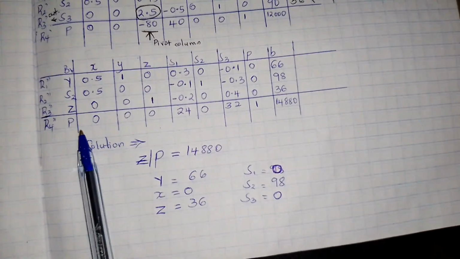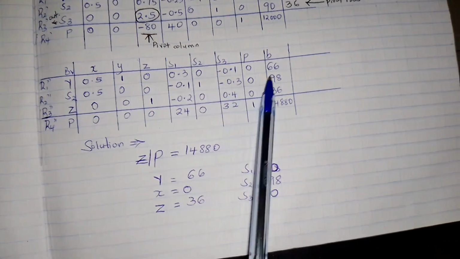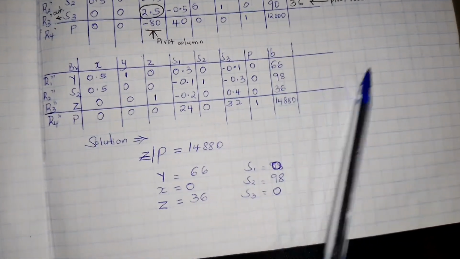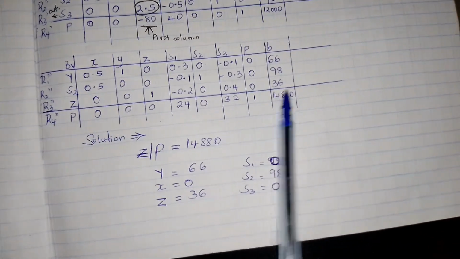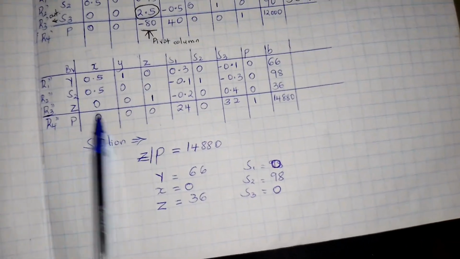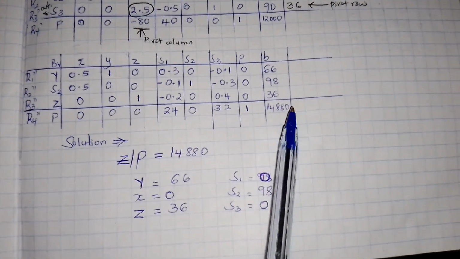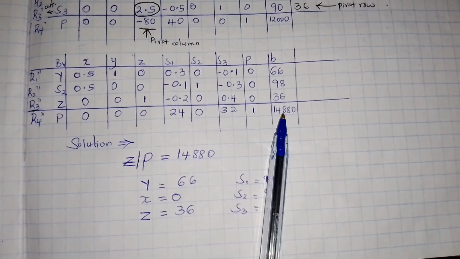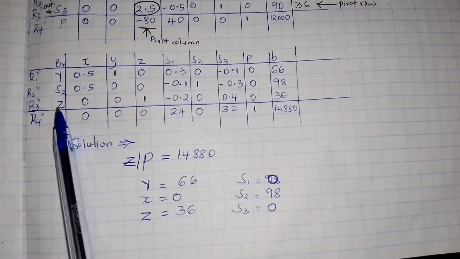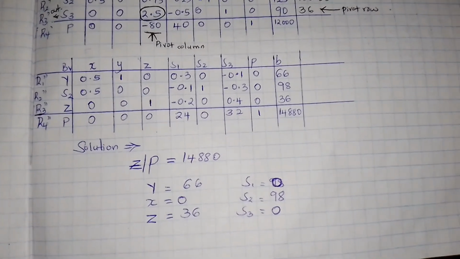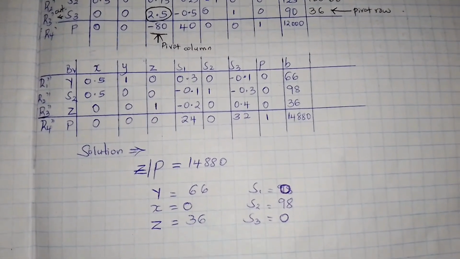Then for you to get the values, you have y is equals to 66. S2, we are not using it, which is the slack variable. Z is equals to 36. Then our P, our maximization, is equals to 14,880. Okay? And so, because we do not have x, it is not among the basic variables, we have to give our x a 0.